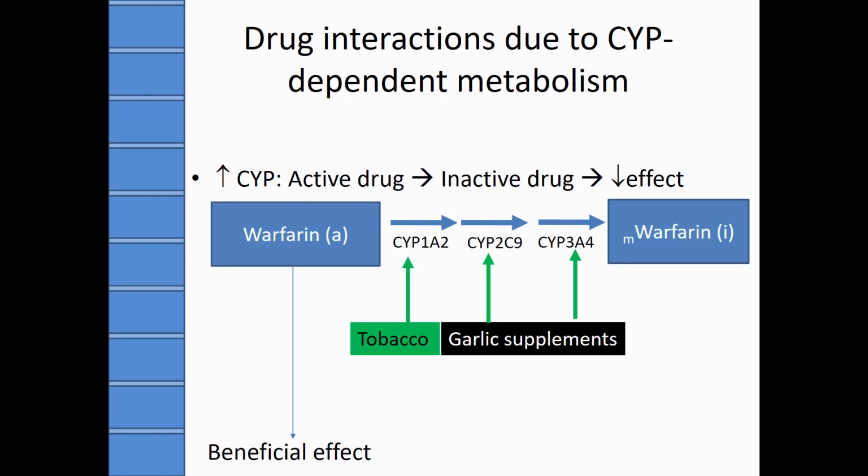So warfarin itself is active, and if you use it, it gives you that beneficial effect. It is, however, metabolized by many CYPs, 1A2, 2C9, or 3A4. And if, for example, the person's lifestyle includes taking tobacco, a person smokes, well, tobacco is able to induce 1A2. By so doing, it increases the metabolism of warfarin to the inactive form.